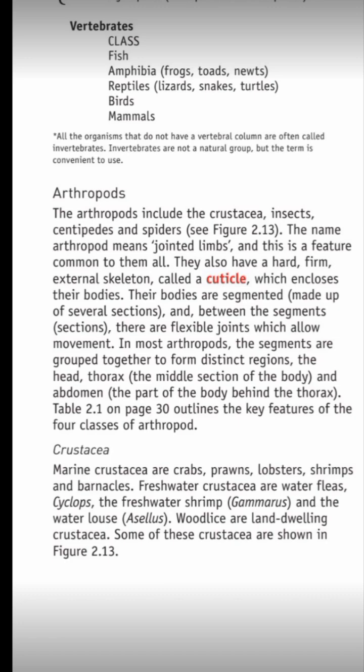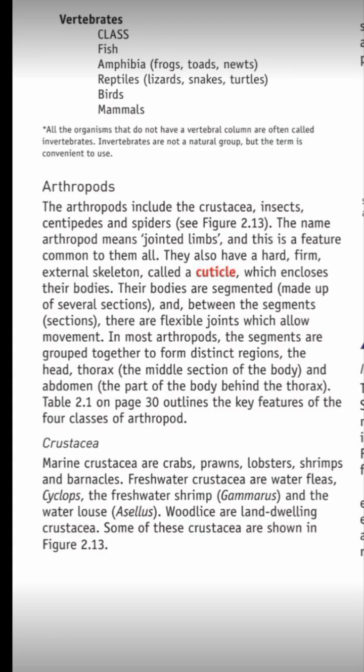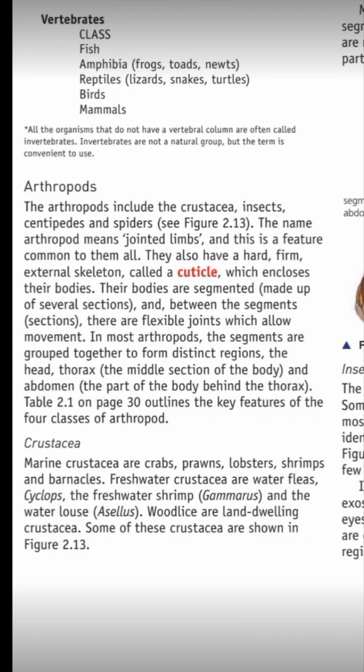Now we will discuss the body regions of the arthropods. Most arthropods are divided into the head, thorax and abdomen. These are the major parts: the head, the middle section known as the thorax, and the abdomen, the part behind the thorax. These regions help in movement and specialization of their functions. Now we start the classes of the arthropods, that is crustacea, insects, arachnids and myriapods.